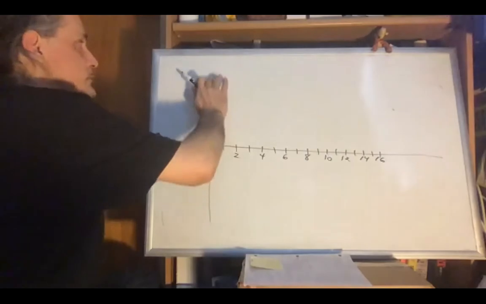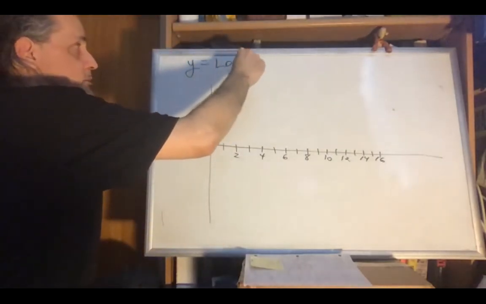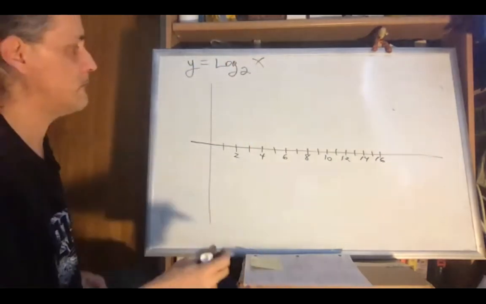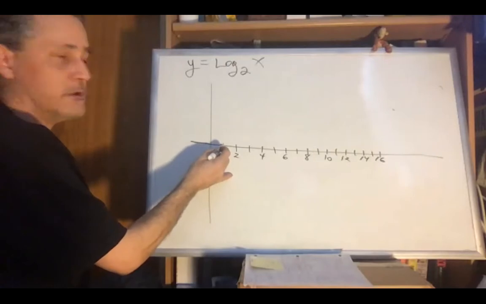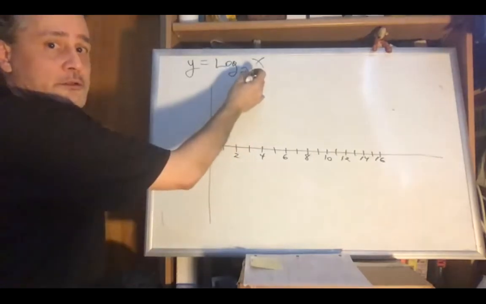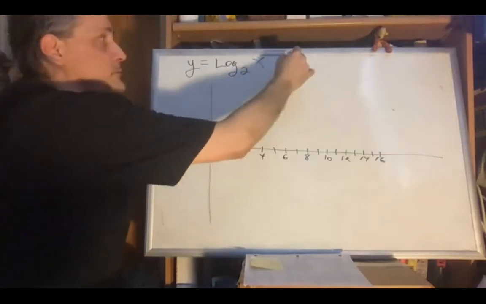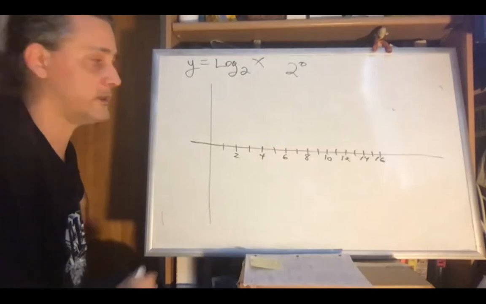Okay, so if we're going to do something like y equals log using base 2, well, if you use a value of 1, so when the value is 1, this is going to need a 0 exponent because you'd have to do 2 to the 0. So the y will be 0 when x is 1.